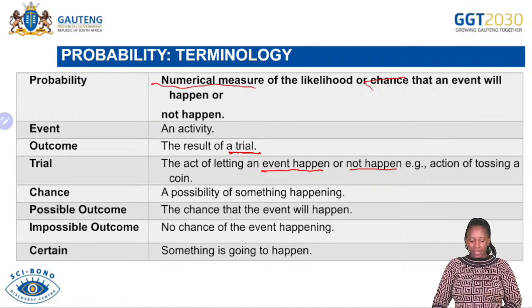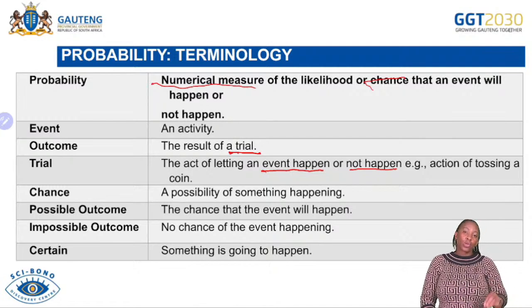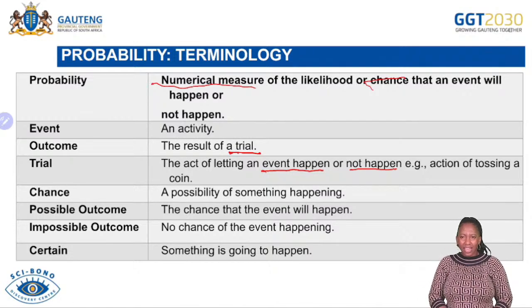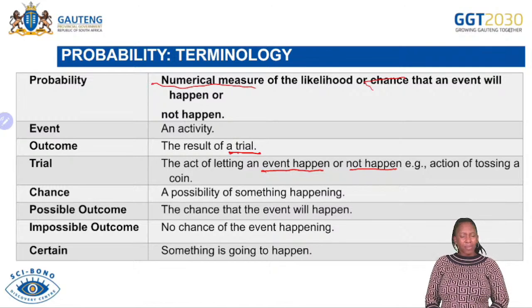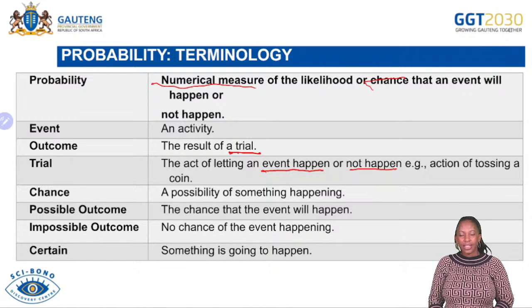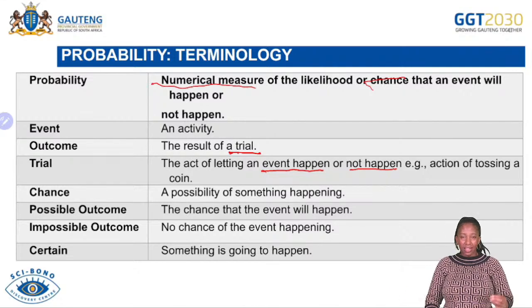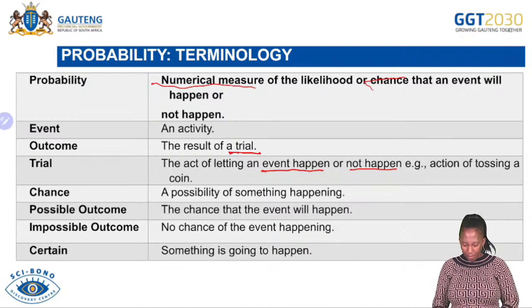Now, when we talk about chance in probability, we say it is a possibility of something happening. Remember, as the two teams are playing, going up and down, kicking the ball, it is an act of a trial, and then something can happen: a chance of them scoring. A chance of Kaizer Chiefs scoring, or a chance of Mamelodi Sundowns scoring. So we say there is a possibility of a chance happening.